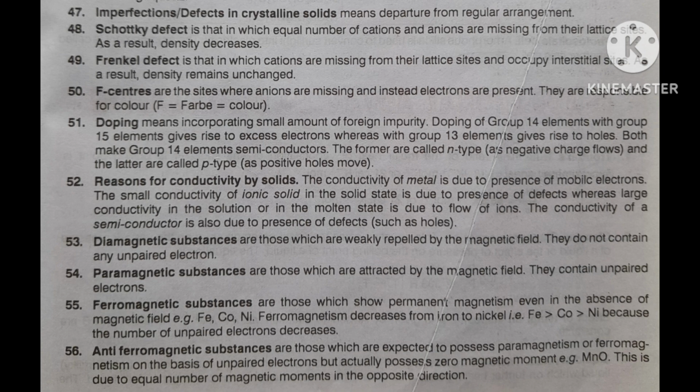Doping means incorporating, means mixing, small amounts of foreign impurities. The foreign impurities here are atoms of group 13 or group 15. In the middle, 14 is coming. Correct? So atoms from 13 or 15 are added to group 14 metals, particularly silicon and germanium. These atoms are foreign impurities. Doping means incorporating a small amount of foreign impurities.